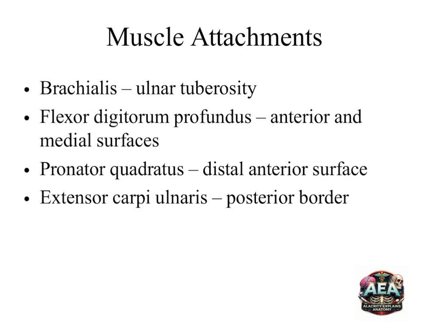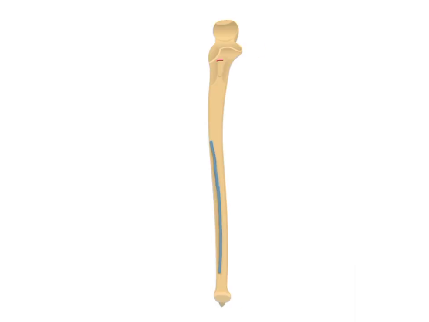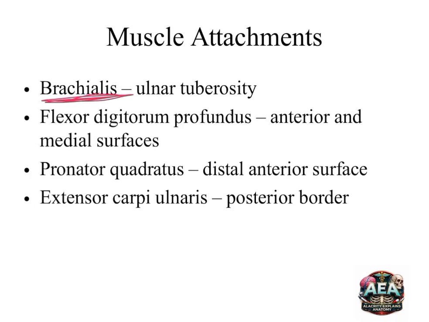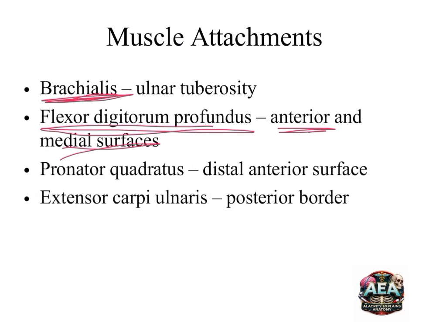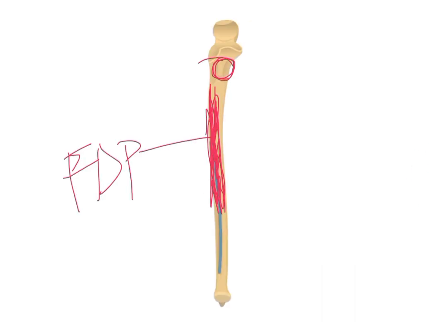So now we move to muscle attachment of the ulnar bone. We have the brachialis muscle that attaches to the ulnar tuberosity, which is here. We have flexor digitorum profundus that attaches to the anterior and medial surfaces of the ulna. While the pronator quadratus is distally. Look at the distal end, we have the what?